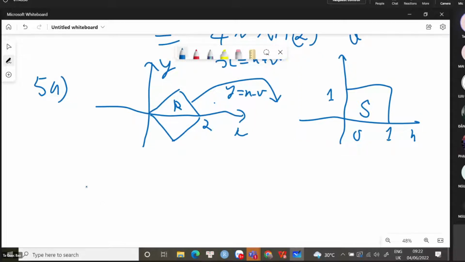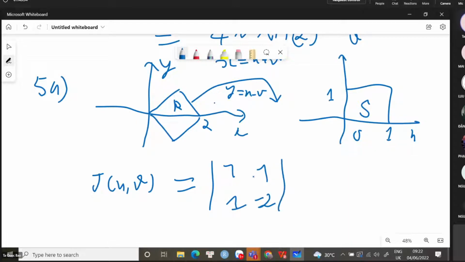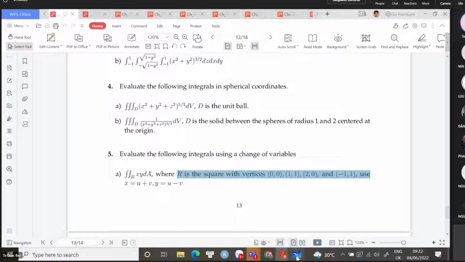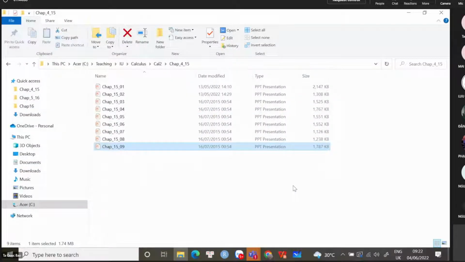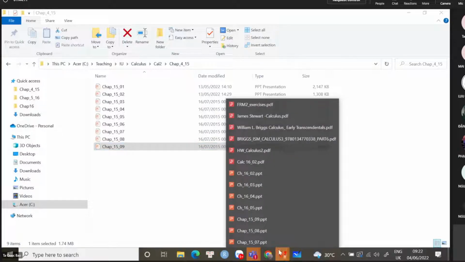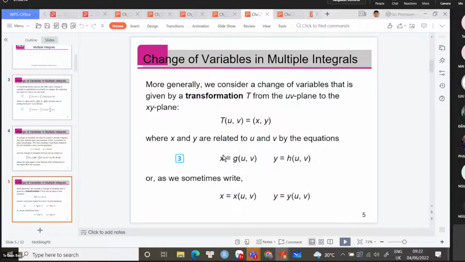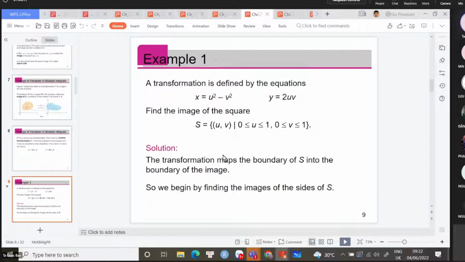Right. So now we have the Jacobian of u and v. So this is equal to the determinant. This is 1, 1, 1, minus 1. Do you know how to get this determinant? Remember? If you forget, here, Jacobian.